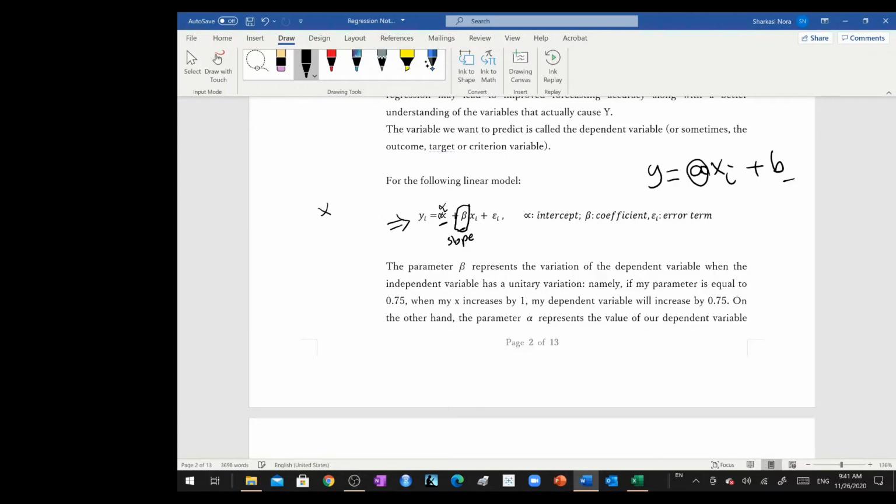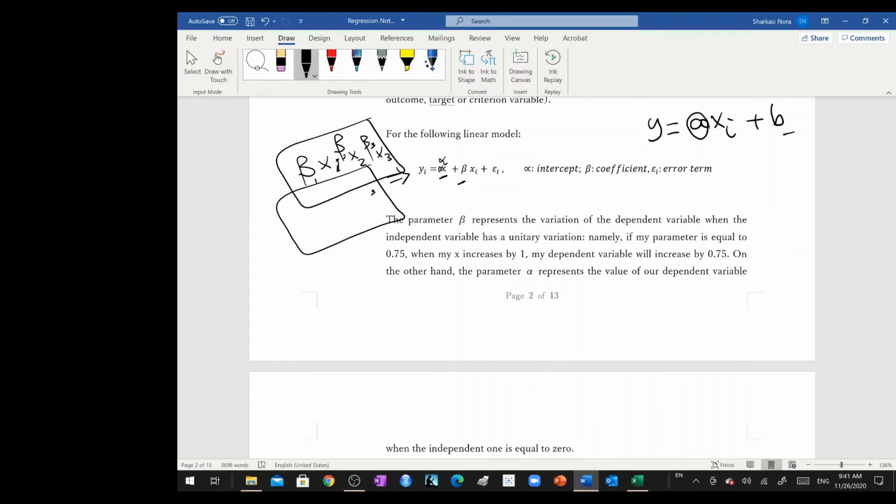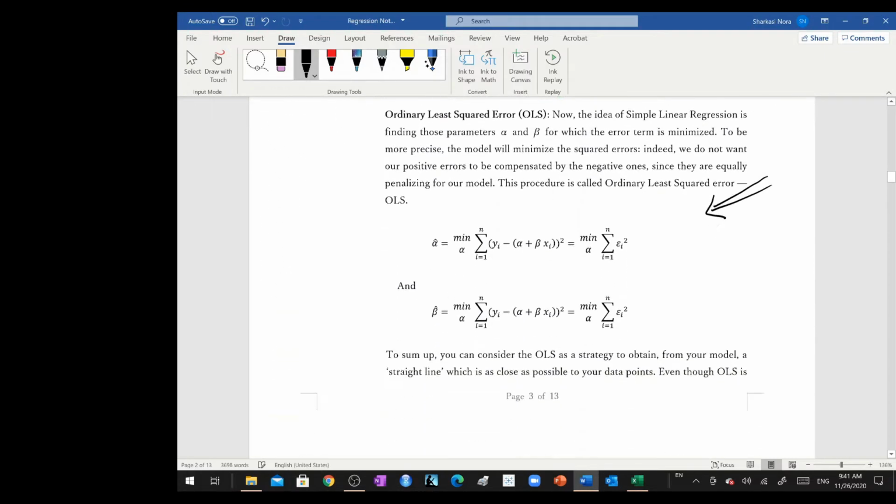But if it's multiple regression analysis, then we will not have one x, we will have x1, x2, x3, and so forth. So in this case, we will also have multiple different coefficients for each x: beta 1, beta 2, beta 3. I'm going to talk about this in due time. But let's talk about this model as a simple regression analysis. We have one beta, x_i, and the error, and b is the intercept. So it's the same.